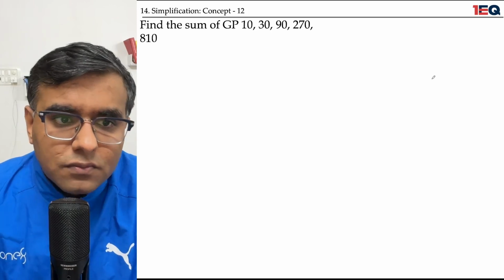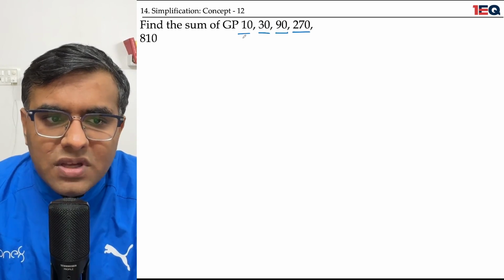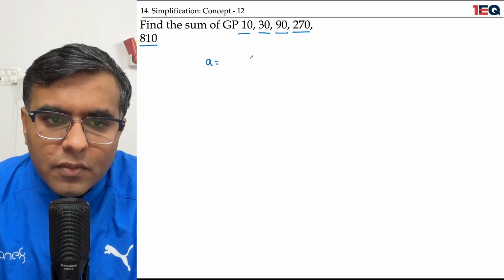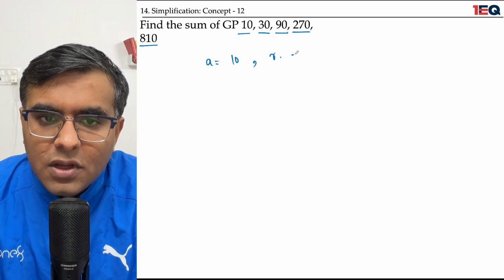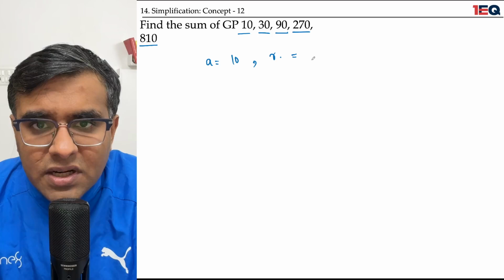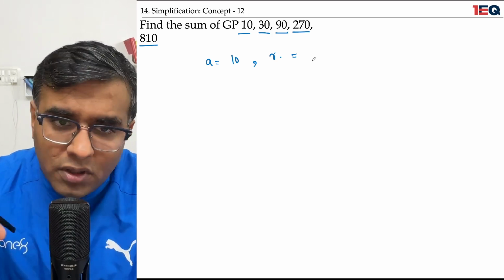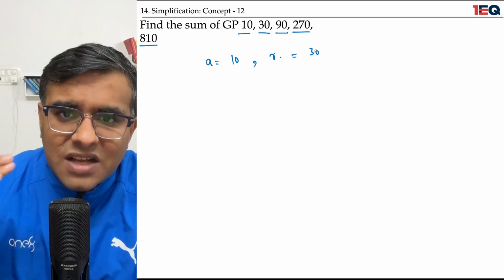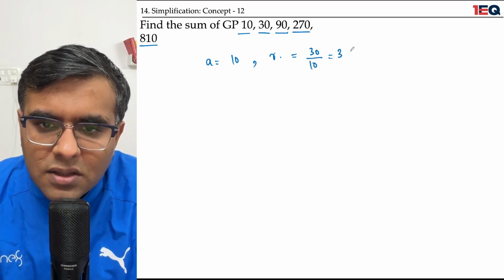Moving on. Find the sum of the GP 10, 30, 90, 270, and 810. Firstly, I need to find out a. a is 10. Secondly, I need to find out r. To find out r, I'll use any two consecutive terms, keeping the term which is farther upon the term which is nearer. The farther term is 30, farther meaning the one which is away from us, and nearer is 10. So 30 upon 10 would give me the value of common ratio as 3.